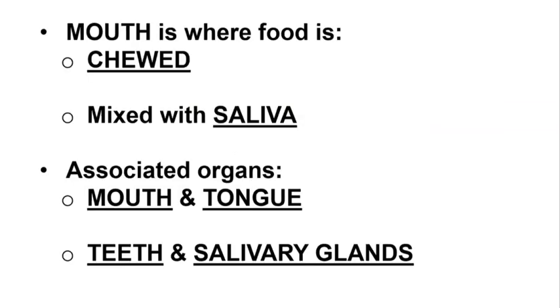Here we will examine the functional anatomy of the digestive system, and we'll begin with the structures of the mouth. So digestion begins in the mouth, where food is chewed and mixed with saliva. The organs and structures that are associated with the mouth are the tongue, the teeth, and the salivary glands.